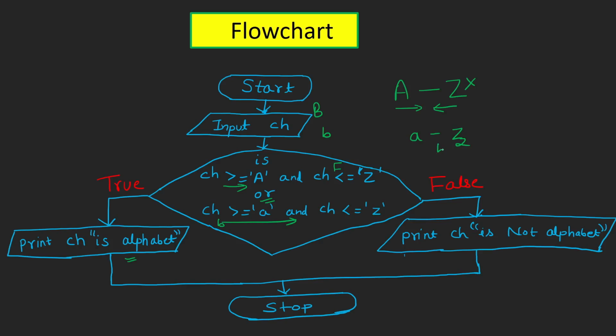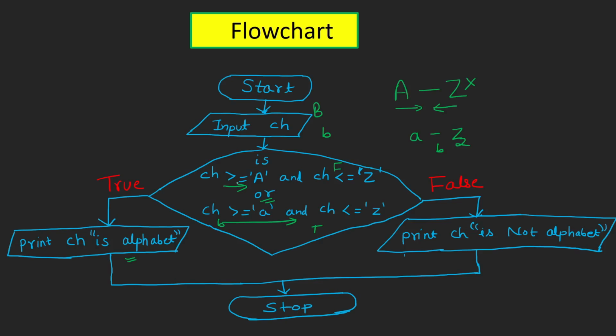So yes, small b lies within this range. So this condition will be true. Here one of my conditions is getting true, so I will say my total condition is true. And I will come here and say that the character, that small b, is an alphabet. And I'm going to stop.